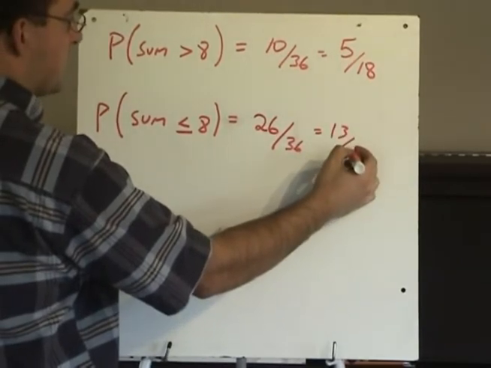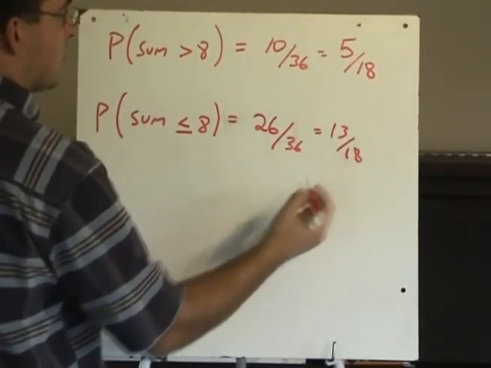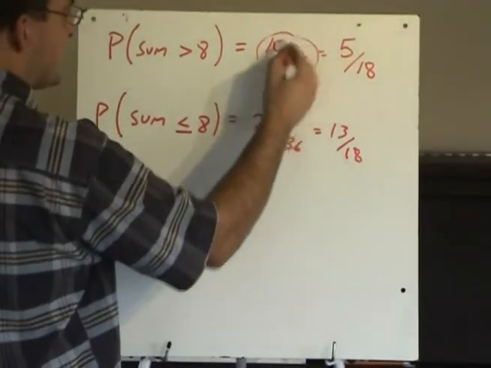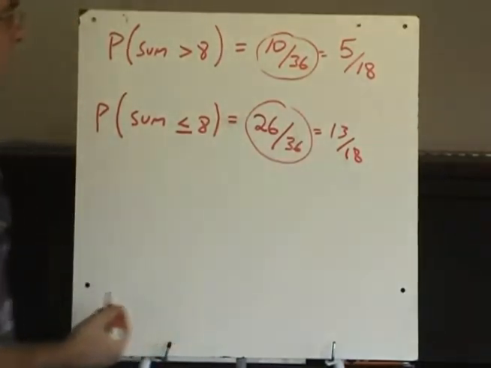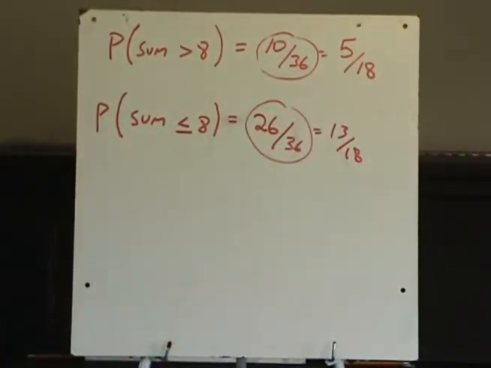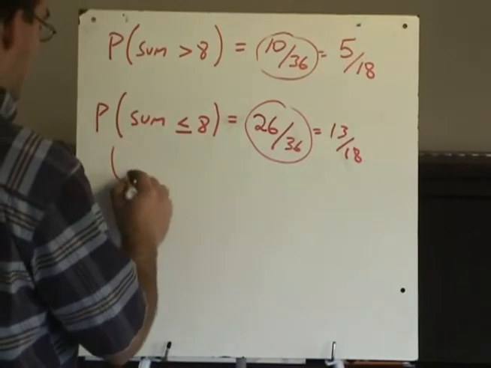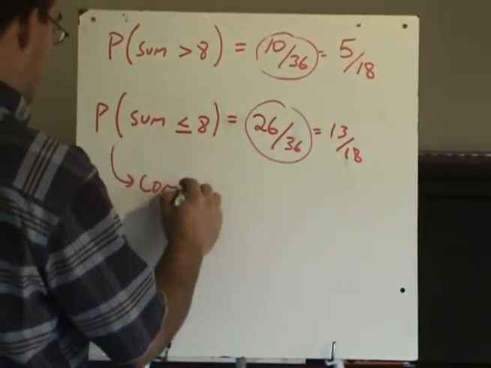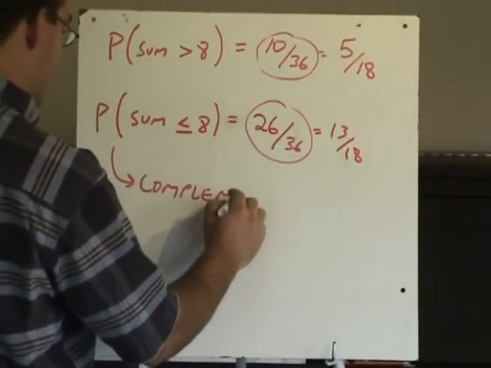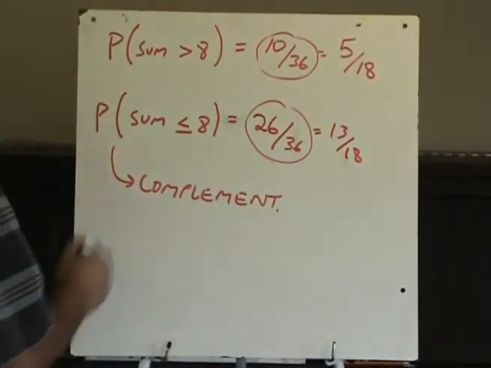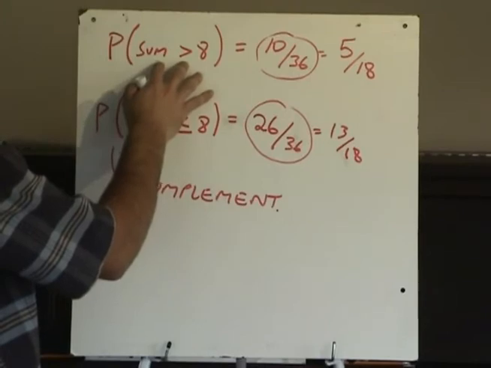Which we can reduce to 13 out of 18. So you see, these two probabilities have to add up to 1. 10 out of 36 plus 26 out of 36 would be 36 out of 36, for all of the outcomes. We call this probability the complement, the complement event. So the complement event is simply the opposite of what you're trying to find.